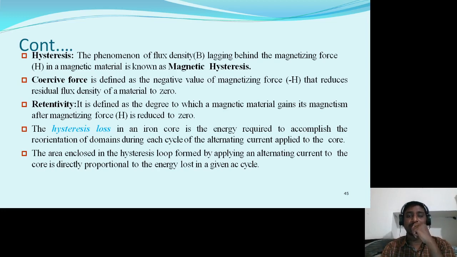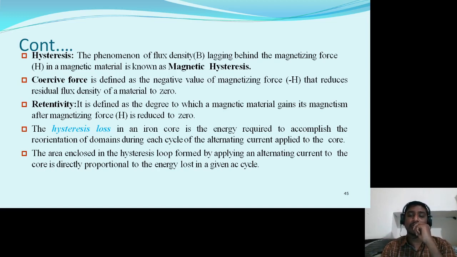So what about the retentivity? It is the degree to which a magnetic material retains magnetism after the magnetizing force is reduced to 0. Even when H is 0, there exists magnetism in the magnetic material, which is nothing but retentivity. Some flux may be available. Those fluxes are residual flux, and the property is said to be retentivity.